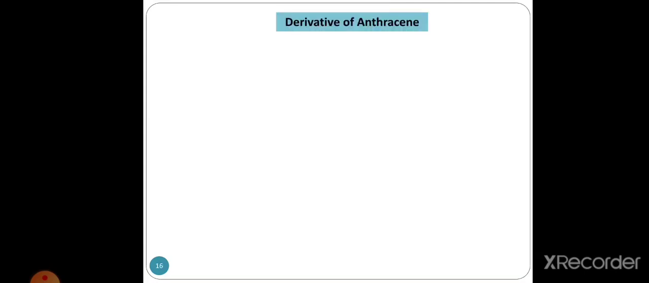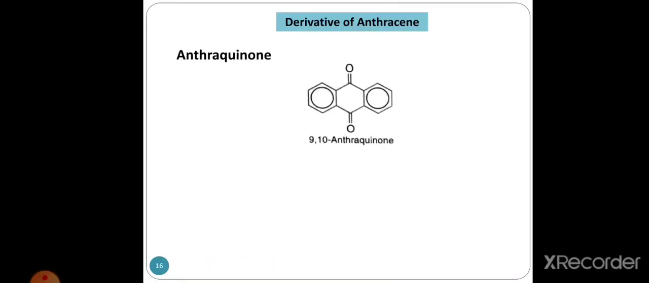Now we will see the derivative of anthracene, that is anthraquinone. This is the structure of anthraquinone, which contains ketonic groups at 9th and 10th position. So it is having the name 9,10-anthraquinone. There are different methods of synthesis of this anthraquinone.